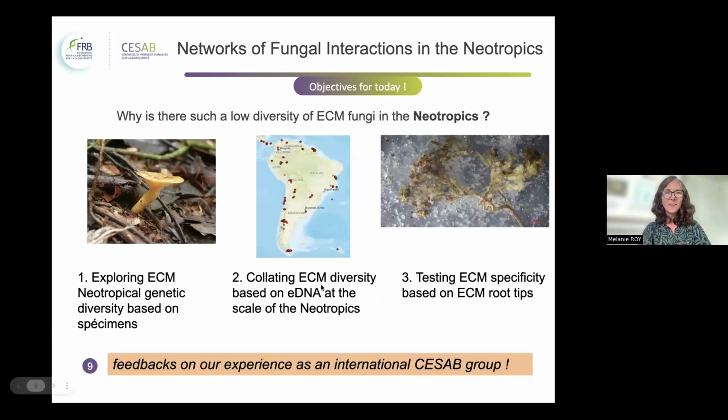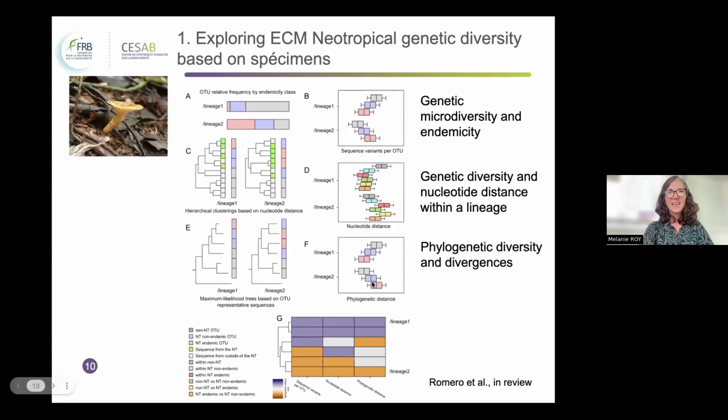So for today, those are 3 axes of the 5 axes explored by Nefineo. That's what we will discuss. And of course, we will also explain a bit the feedback from this project and invite you to submit a CESAB project. So first of all, what did we learn about the phylogenetic reconstruction of those lineages?